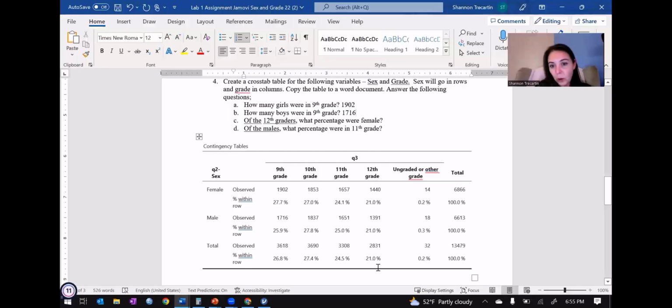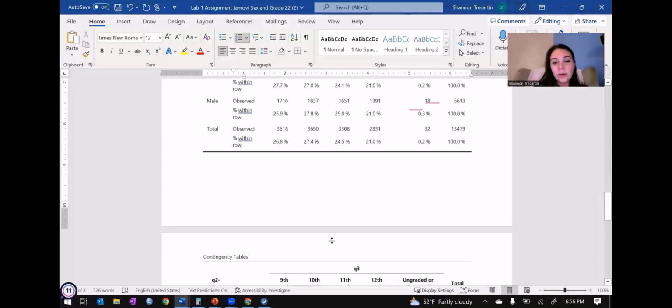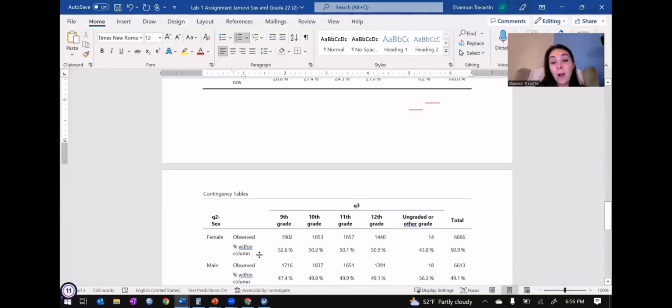So of only 12th graders, that's what this does. 21% are female. Okay. And then it says of males. So that means, oh, you know what? I'm doing this wrong. Oh, so glad I caught this. Of the 12th graders. So this says it's giving us the percent within the row. So you can only interpret it this direction. So if we're talking about 12th graders, we have to go down to the one that says percent within column.